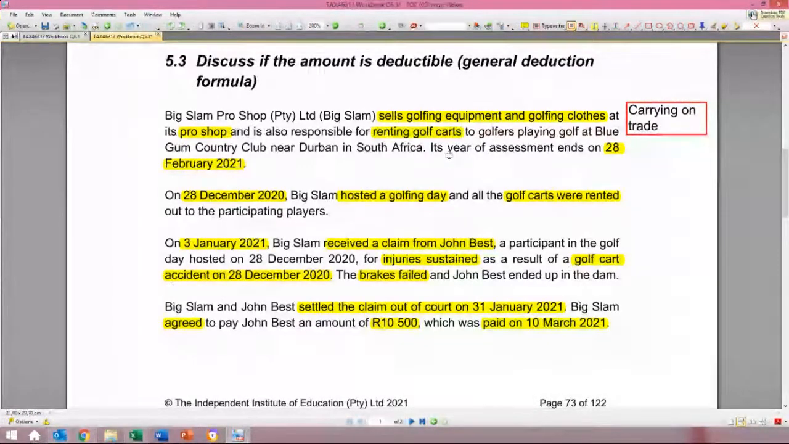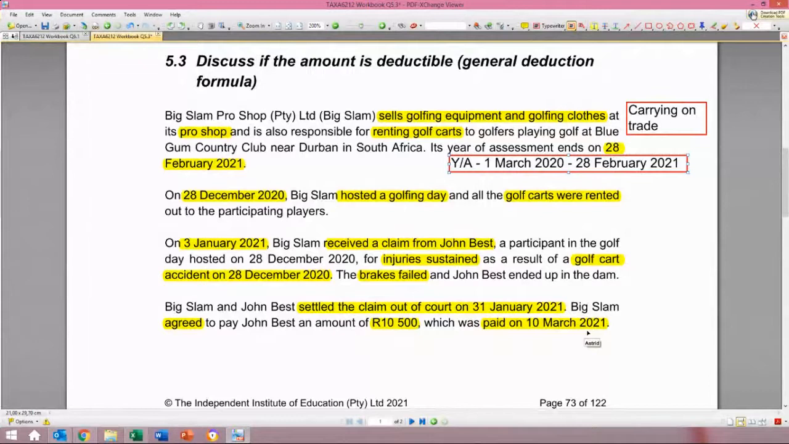Then the year of assessment. So I'm just going to make this year of assessment. We said it's 1 March 2020 up to 28 February 2021. What that means is I need to look at this date range to determine if the expense that was paid here at the bottom actually falls in this date. We will see that they settled the claim on the 31st of Jan, but they only paid it on 10th of March. So that is where the year of assessment will become vital when you talk about it.